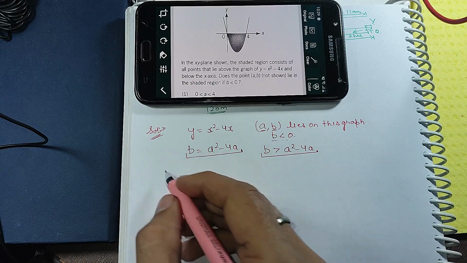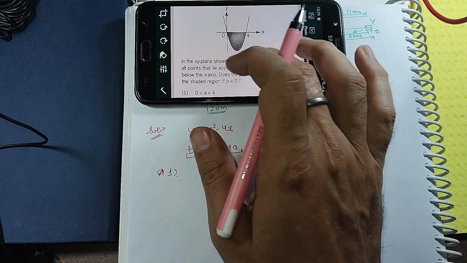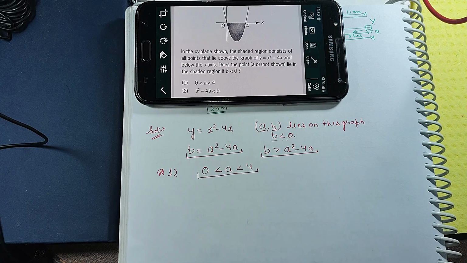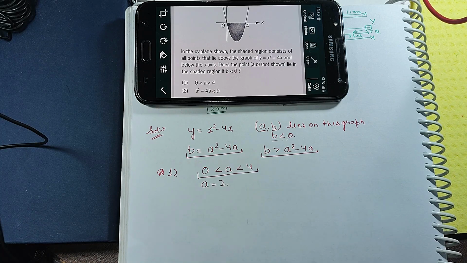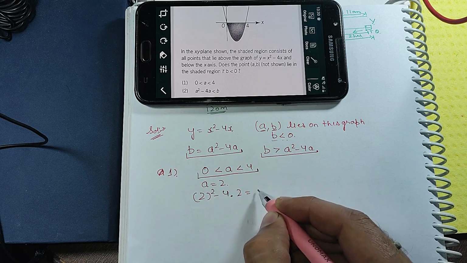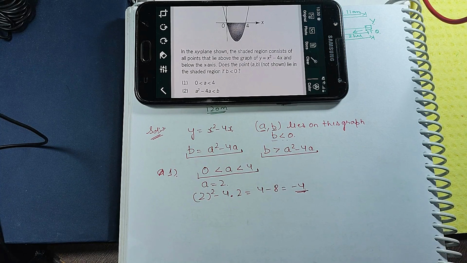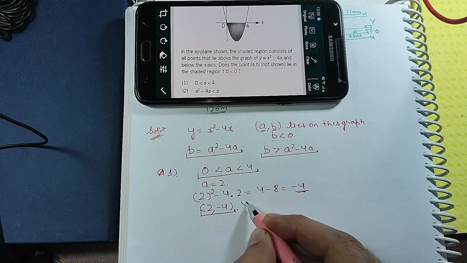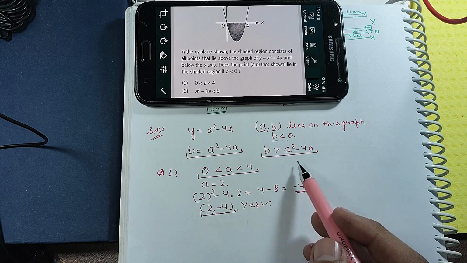Now, with this information, we will move to statement 1. Statement 1 tells me that a is greater than 0 and less than 4. Now, let us suppose the value of a to be 2. Then a² − 4a becomes 2² − 4·2, which is 4 − 8, equal to −4. So the point (a, b), which becomes (2, −4), will lie in the shaded region, and we can say yes, because b is greater than a² − 4a.